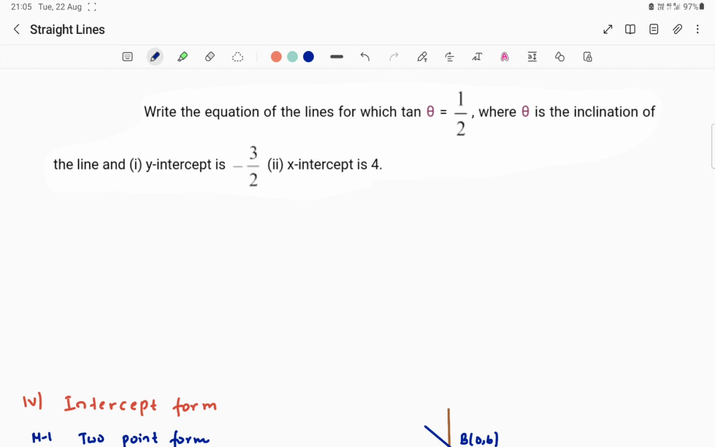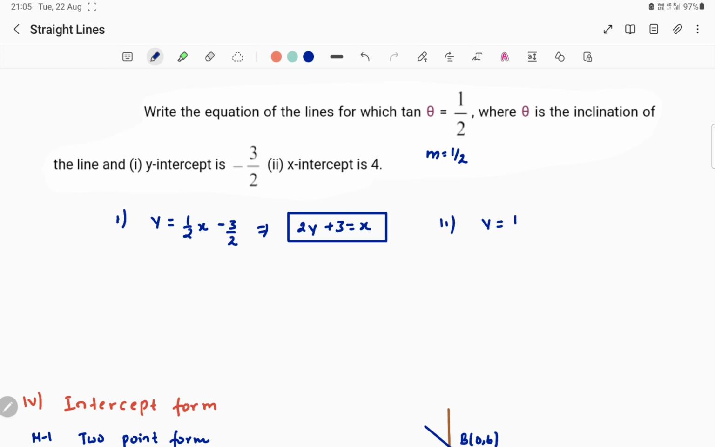So very quickly we can do an example here. Write the equations of the lines for which tan theta is 1 by 2. So m is given as how much? 1 by 2, and theta is the inclination of the line. The y-intercept is given and the x-intercept is given. So for the first one, the answer is y is equal to m, which is 1 by 2 x, plus c, but the c value is given as how much? Minus 3 by 2. So when you simplify, you get 2y plus 3 is equal to x. For the second one, the x-intercept is given, so y is equal to m into x minus d. So we get 2y is equal to x minus 4. This is the second equation.